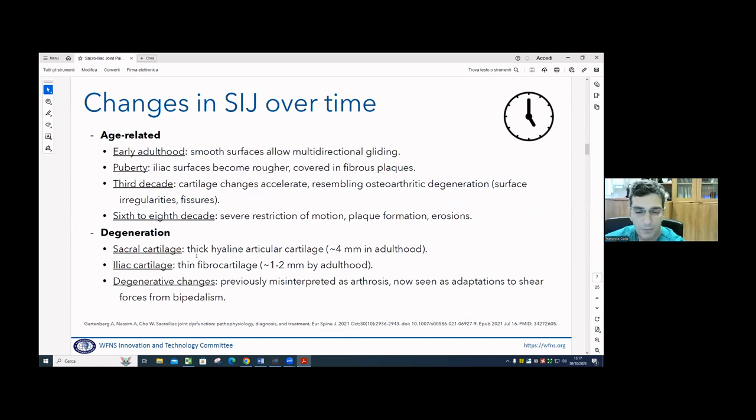Obviously, during the lifetime of a person, there are some changes correlated with age, especially in early adulthood and puberty. Then, in the sixth to eighth decades, there is a restriction of motion due to degenerative changes that can affect all the articular planes and also this one. The degeneration can reduce the thickness of the sacral and iliac cartilage, and this provides less adaptation of this joint and can reflect on the lumbar spine and the hip.